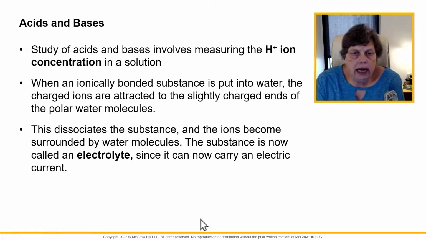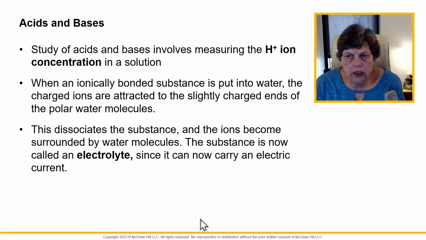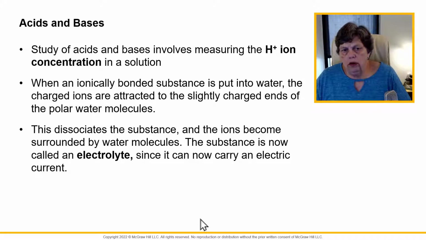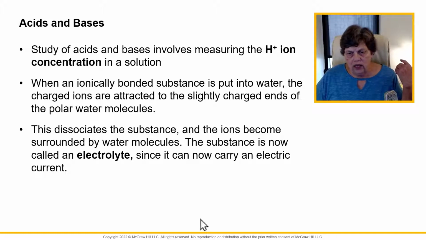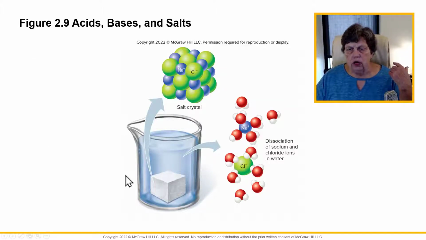So when we talk about acids and bases, what we're looking at, as I mentioned before, is we're measuring the hydrogen ion concentration in a solution. Okay, so when you put this ionically bonded substance into water, those ions are attracted to the slightly charged ends of those polar water molecules that we just looked at. And so they dissociate and they get surrounded by these water molecules, and that's what we call an electrolyte right here, and that can conduct a current.